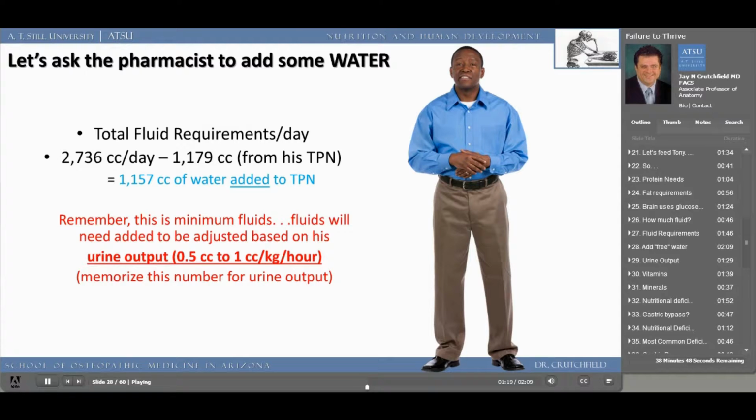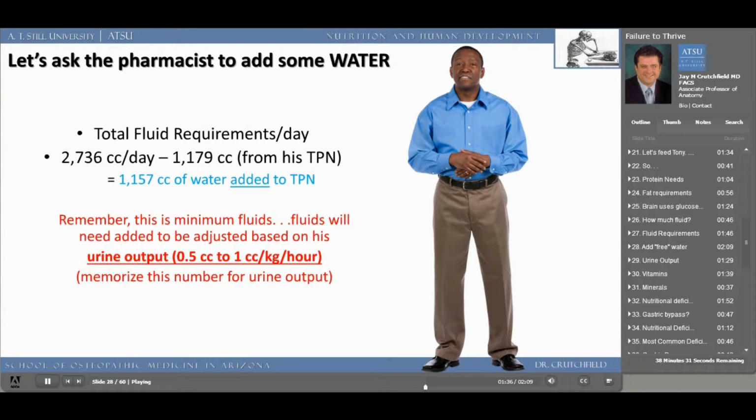Just at a minimum, he's going to need 2,736 cc's of fluid a day, of which he's going to get 1,179 cc's from his nutrition, and the pharmacist is going to add another 1,157 cc's of fluid.